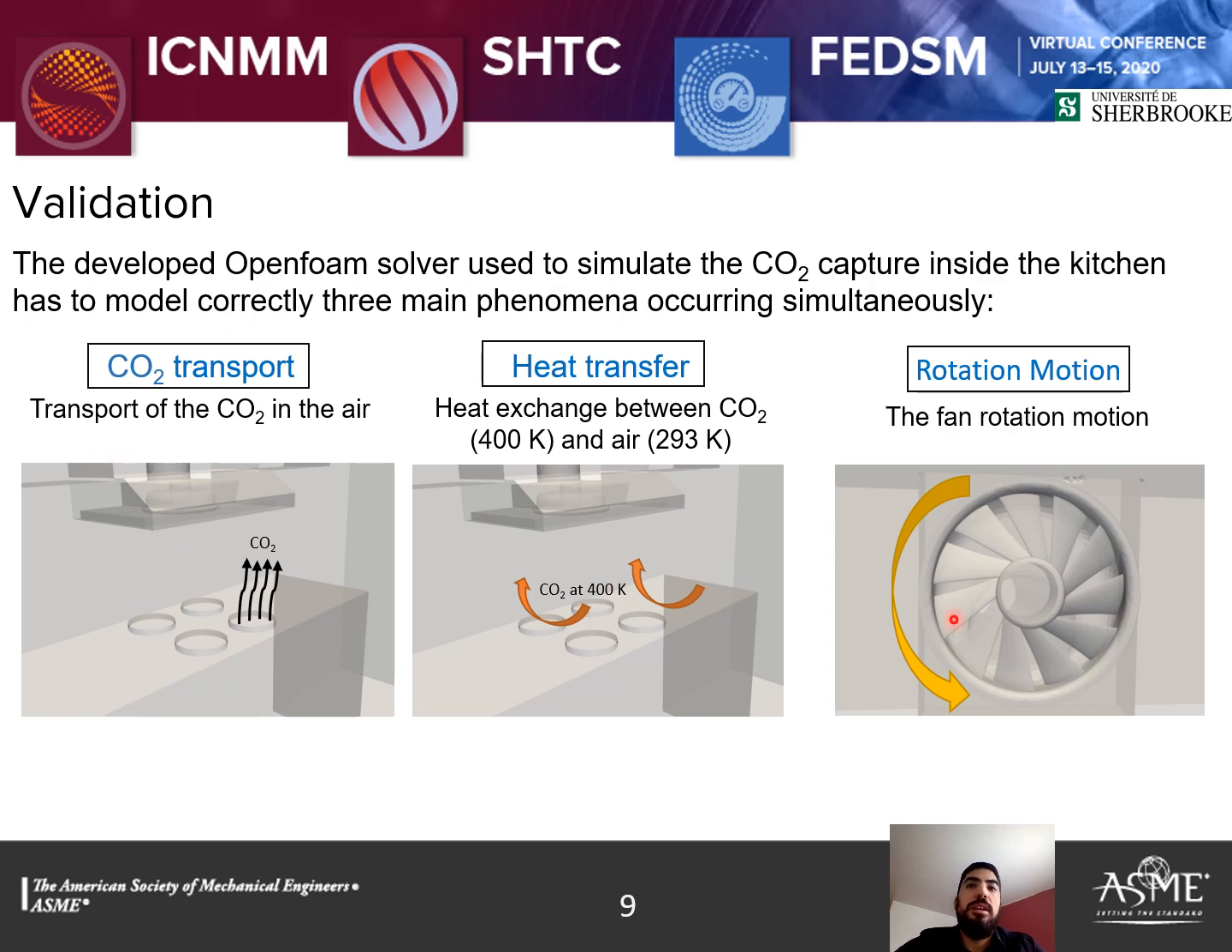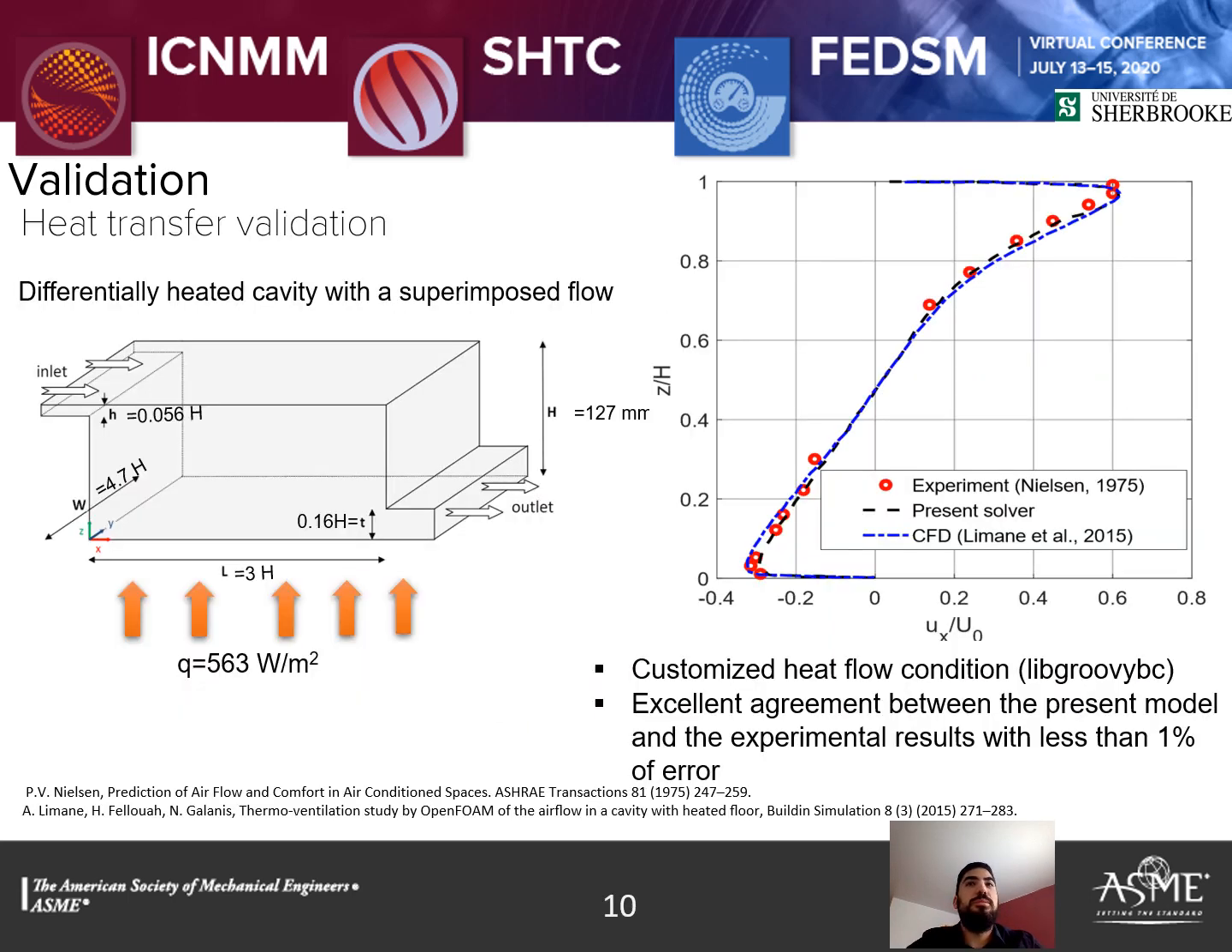To validate our solver, we couldn't find a single experimental study that has the three phenomena occurring simultaneously. So in order to validate this solver, we validated each phenomenon separately, and then when we are confident about the accuracy of the solver, we are going to apply it to the kitchen, and we are going to predict the extraction of the CO2. So first of all, we are going to start with the validation of the heat transfer.